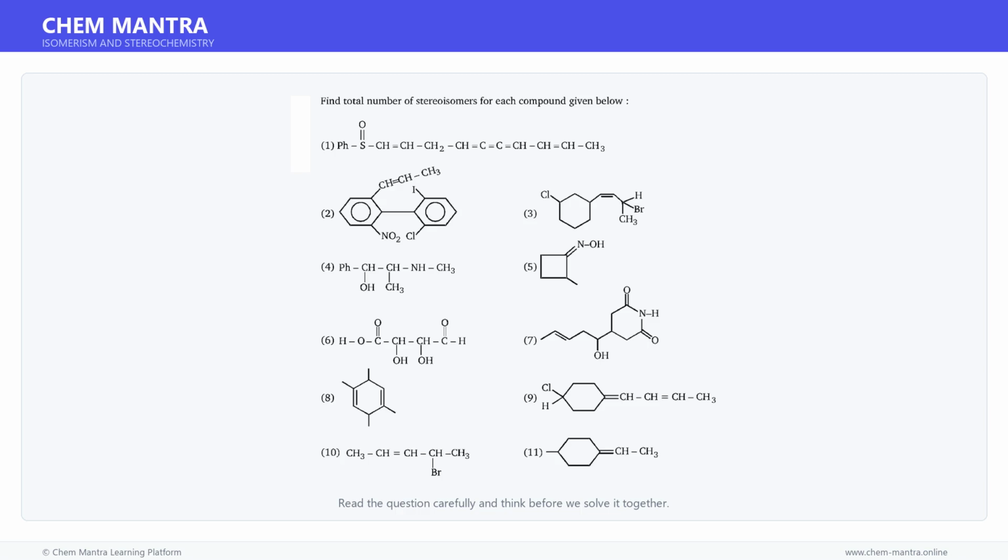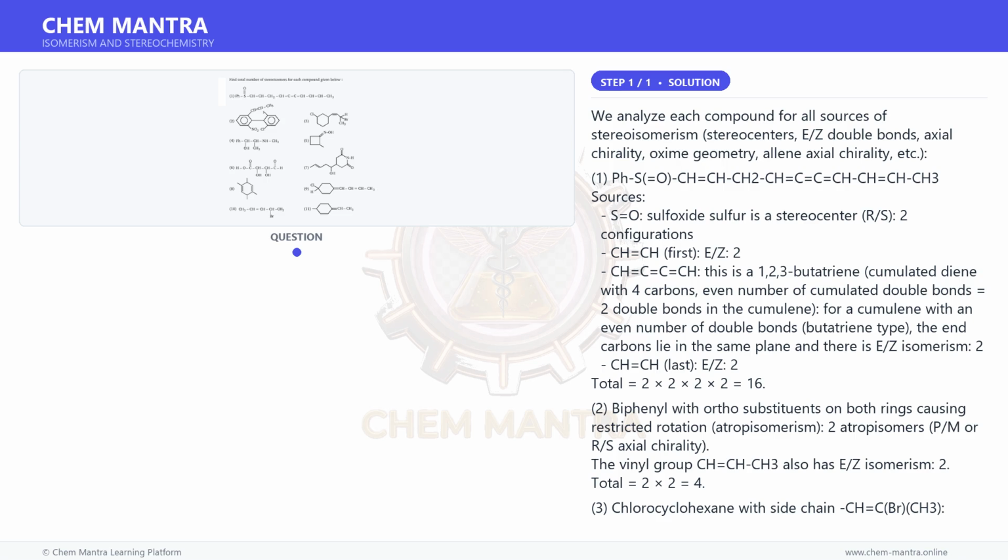Here is a question. Read it carefully and think about the answer. Let us solve it step by step. Let us begin solving this step by step. We analyze each compound for all sources of stereoisomerism: stereocenters, E/Z double bonds, axial chirality, oxime geometry, allene axial chirality, etc.